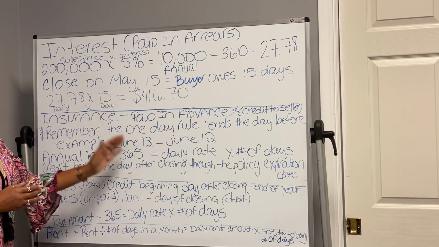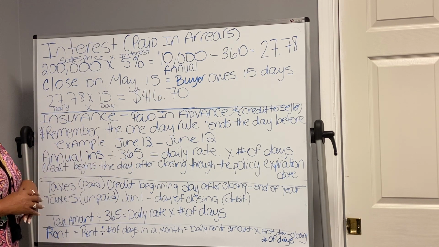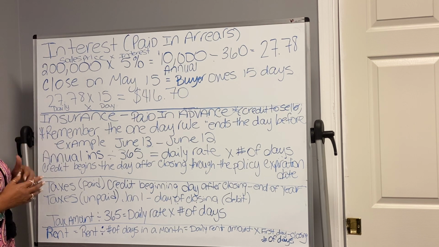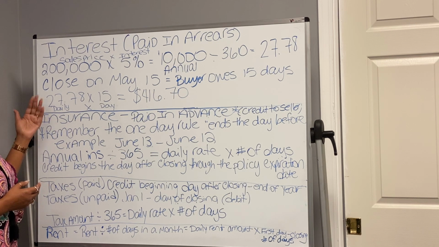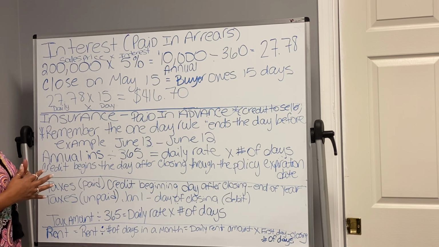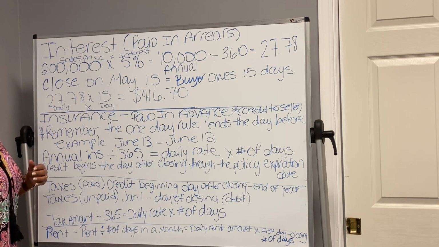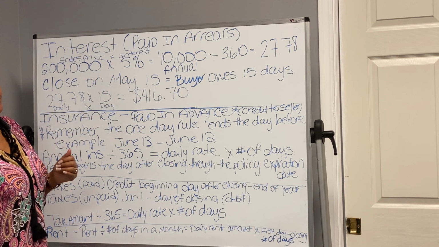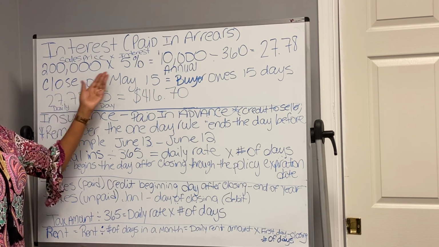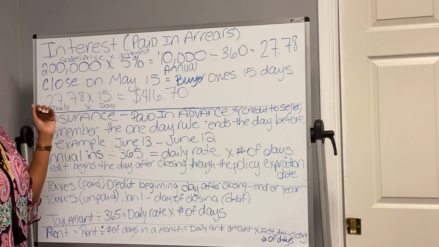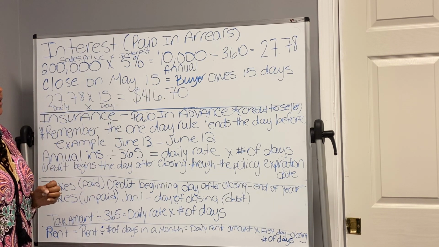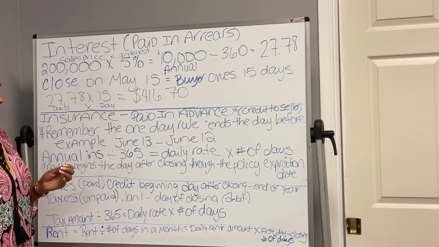So if they close on the second all the way through the 31st or however many days is in that month, then they're going to be responsible for bringing that amount to closing. So we're going to say that the buyer is closing on May 15th. They need to bring their interest for their new loan at closing as to what they owe. We use the example of a $200,000 loan amount and a 5% interest rate. We're going to multiply the $200,000 times 5%, which is going to give us a $10,000 annual interest payment.